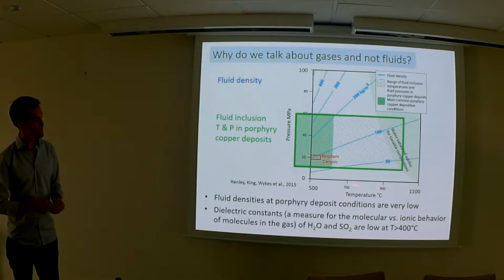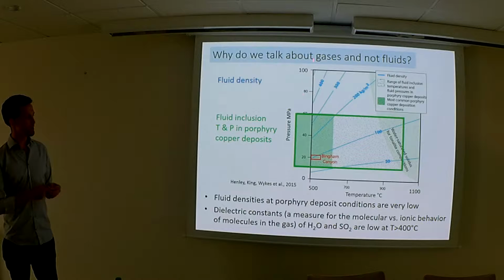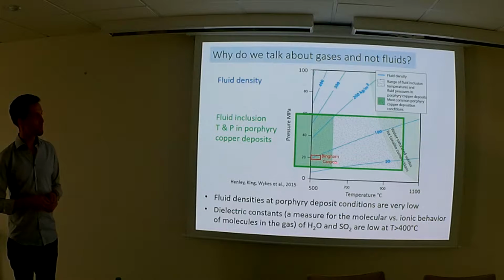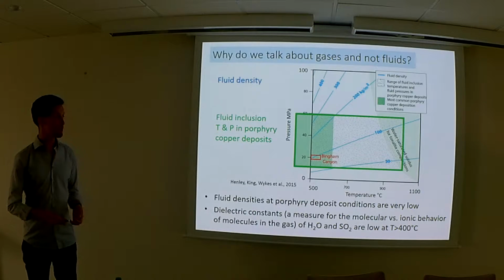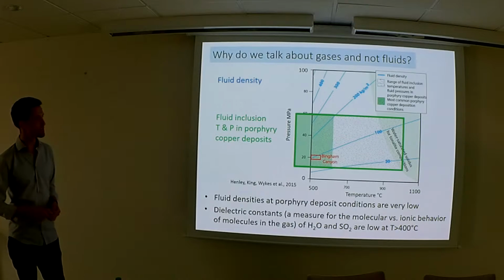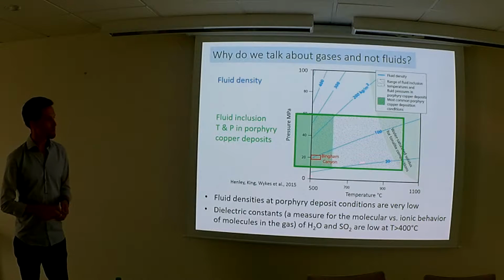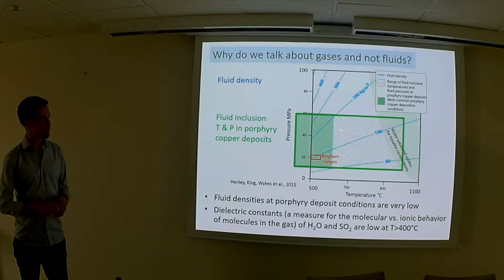This is a plot, temperature 500 to 1100 degrees Celsius, the y-axis pressure from 0 to 100 MPa, and this green box shows the conditions at which we find fluid inclusions in porphyry copper systems. On top of this, we can see in blue lines of fluid density. So here are conditions where we form most porphyry copper deposits.